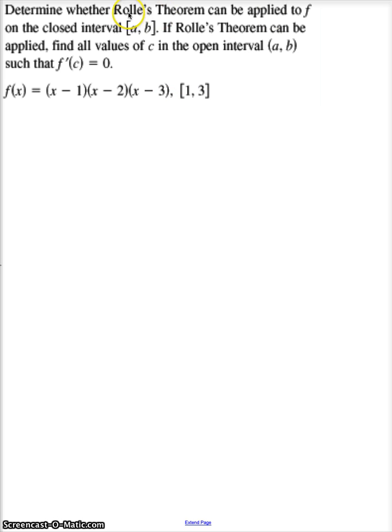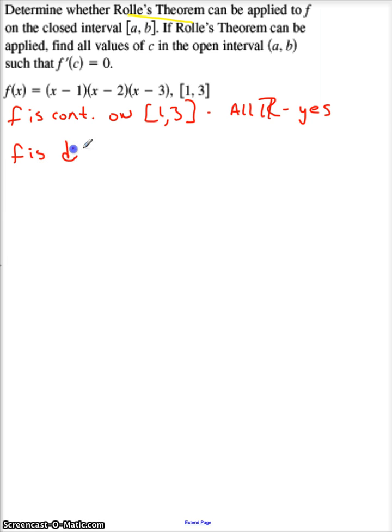Now, determine whether Rolle's theorem can be applied to the function, and if it can, let's find all values c for which f prime is 0. Now, can it be applied? Well, I have to show that f is continuous on the closed interval [1, 3]. Since f is continuous for all reals, then yes, this is true. Next, we have to show that f is differentiable on the open interval.